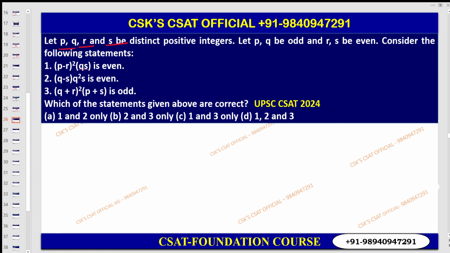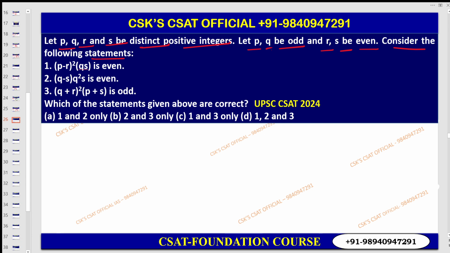Let p, q, r, s be distinct positive integers. Let p, q be odd. See, in your number system foundation, I gave all the details, all the information in those 35 classes of that number system. I gave all the content. Please revise the contents. Okay, p, q are odd, r, s are even.